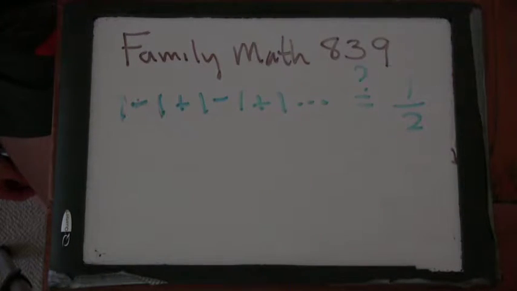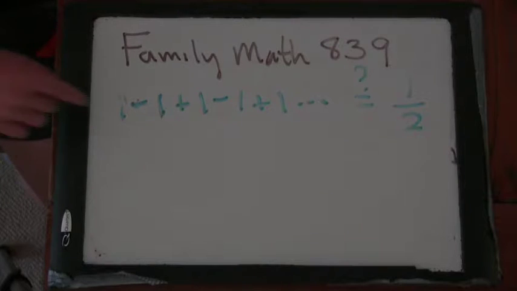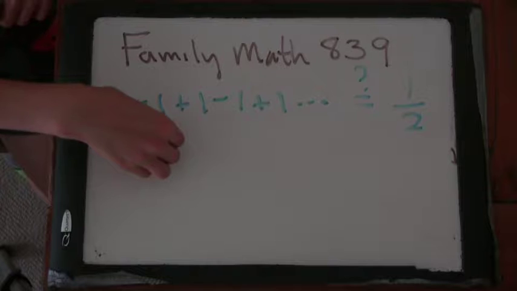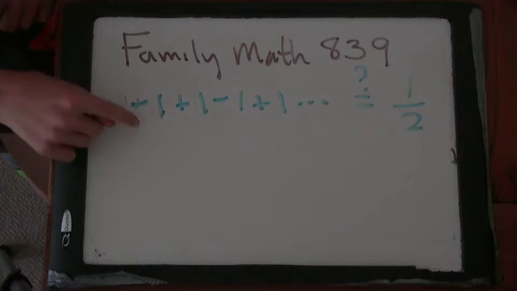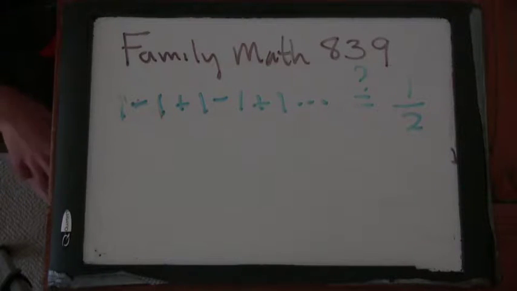Alright, so what was the argument here? Well, if you stop at any place along this, if you stop at an odd place, you're going to get 1. If you stop at an even place, you're going to get 0. But you don't stop, so you just take the average. And that's 1/2. What do you think? Yeah, that's the argument.